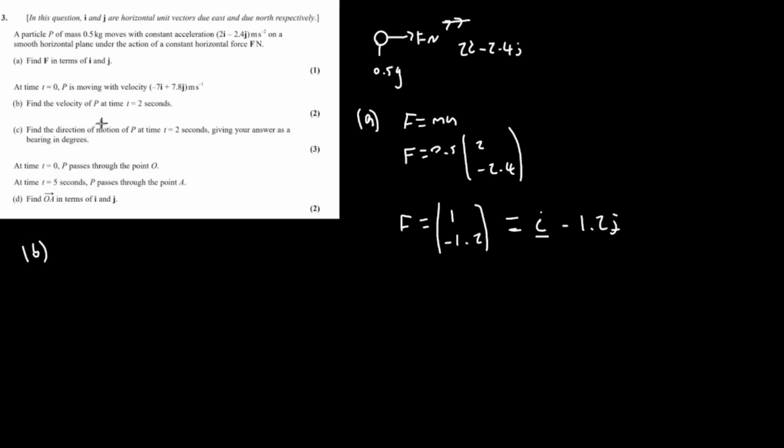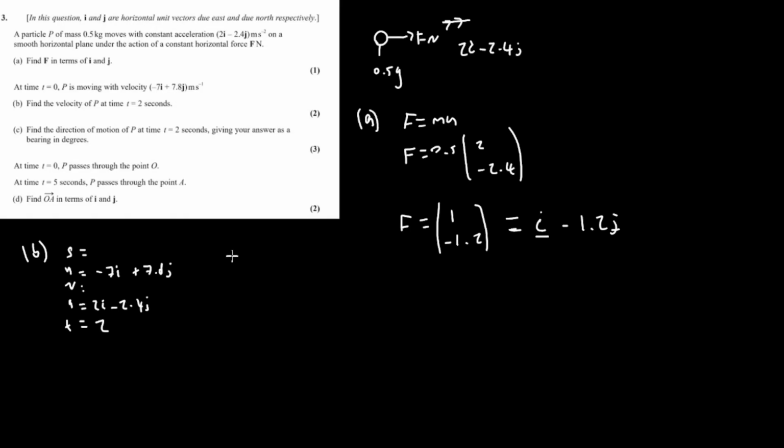And then part B. Find the velocity of P at time equals 2 seconds. Now this is obviously going to be a suvat, because again, constant acceleration, you can always just assume this is going to be a suvat question. We have at time t equals 0, P is moving with velocity minus 7i plus 7.8j. So that's going to be our u. And then we know a is 2i minus 2.4j. And we're looking for when t equals 2.